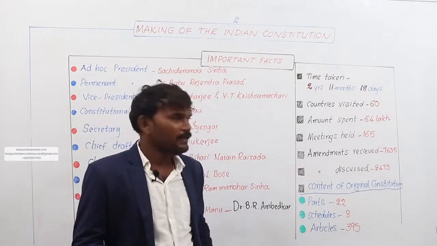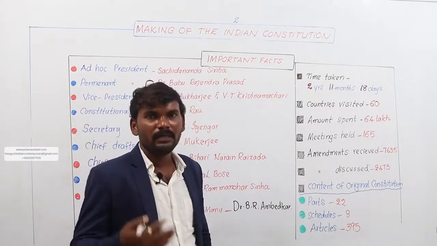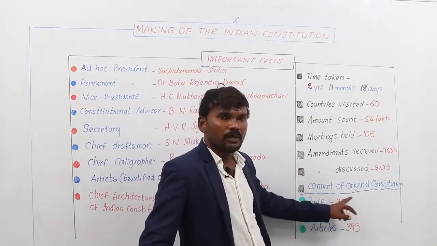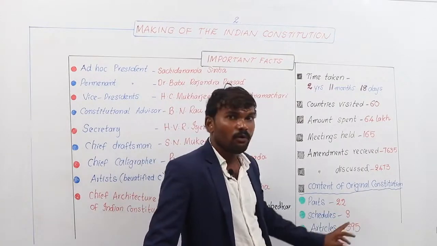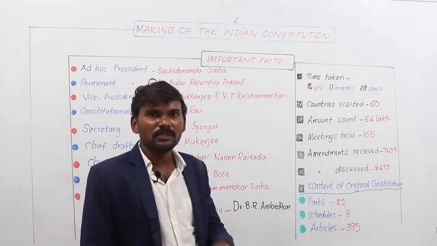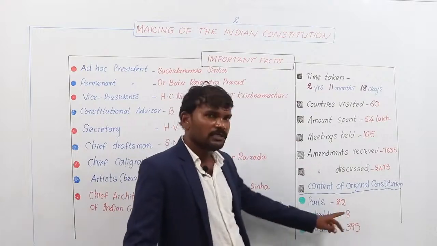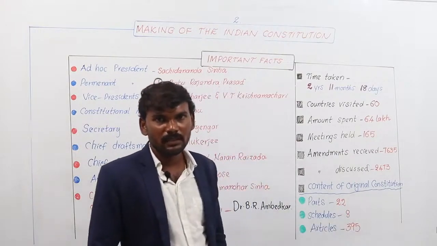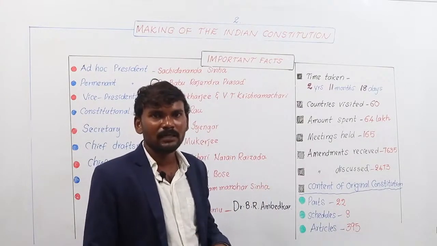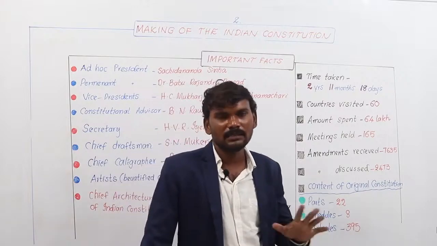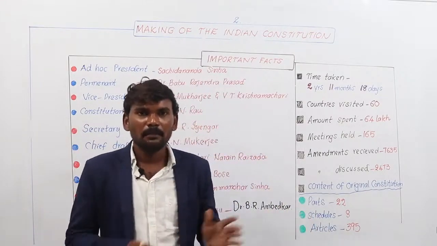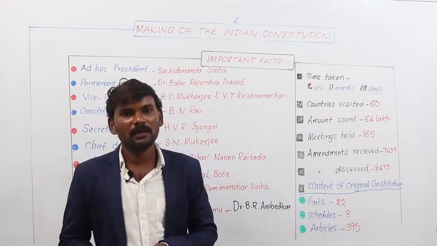Our original Constitution comprised 395 articles, 8 schedules, and 22 parts. Over years and decades, day by day, our Constitution is being modified, amended, and changed. Right now, there are 25 parts in the Indian Constitution. There are 12 schedules. There are 465 articles. Our Indian Constitution is organic and dynamic. It is being updated as per our demands, needs, and necessity, so it is being upgraded, modified, and amended as per the generations.